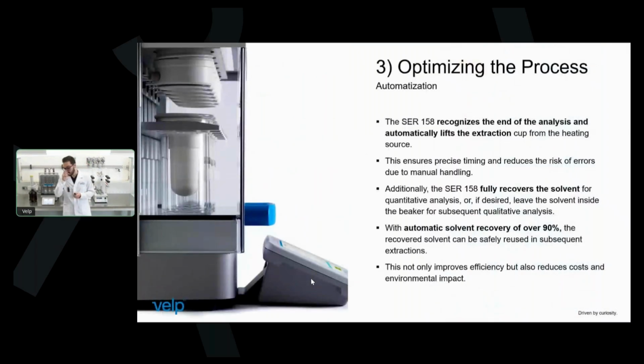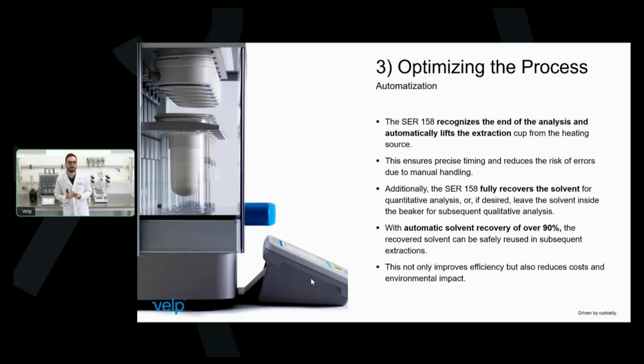We have then that in the SIR 158 the automatization helps the process and helps also the analyst that is performing the extraction analysis, because with this instrument there is the automatic recognition of the end of the analysis. So when the analysis is ended, the lift rises up and the extraction is ended.